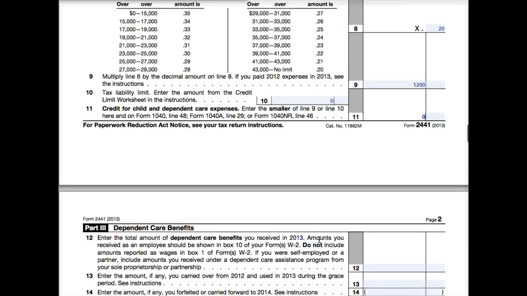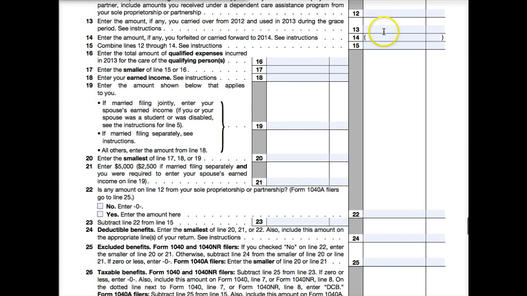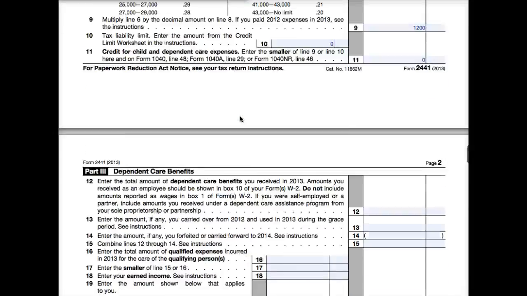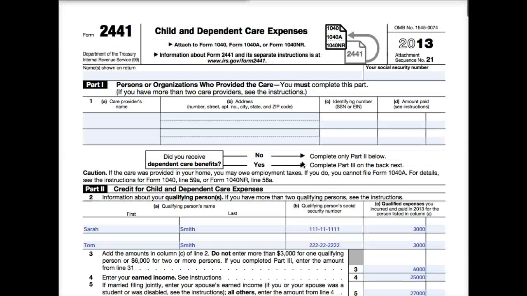Okay, we had talked about Part 3, dependent care benefits. This is just the second page, and you can walk through it if your employer takes part in a dependent assistance program for you, or you withhold pre-tax dollars for dependent care expenses. But again, we aren't going to look at this page today. We are just focusing on page 1 of the 2441, and that is what you will use to fill out when you are doing your 1040 in the next lesson.